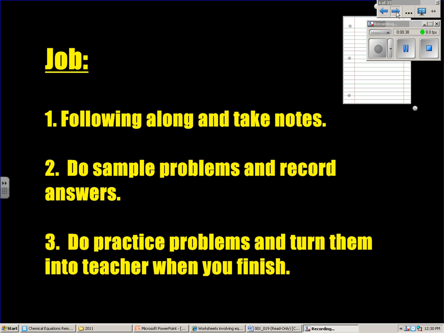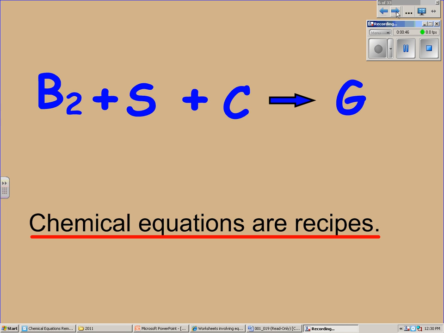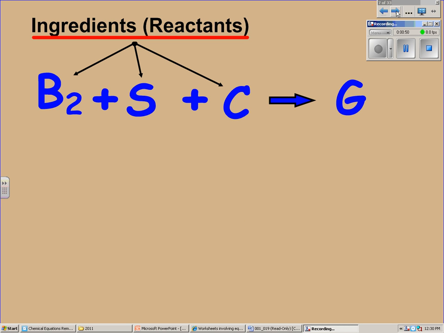All right, let's start. The thing you need to know about chemical equations is they're simple, really simple. Basically, they're just recipes. So the stuff on the left-hand side, the B2, the S, and the C, those are your ingredients, kind of like chocolate chip cookies, where you add your sugar, your chocolate chips, your flour. We sometimes call those your reactants.